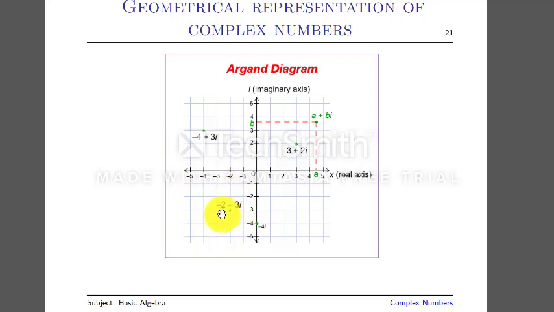Here x is the real part, which is minus 2, and this is the point. This is minus 3, this is minus 3. Here x is negative and y is negative, and this is the representation of the complex number minus 2 minus 3 iota.